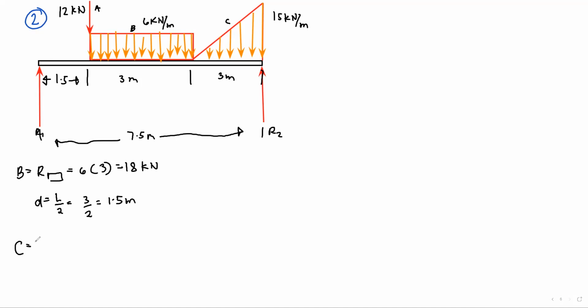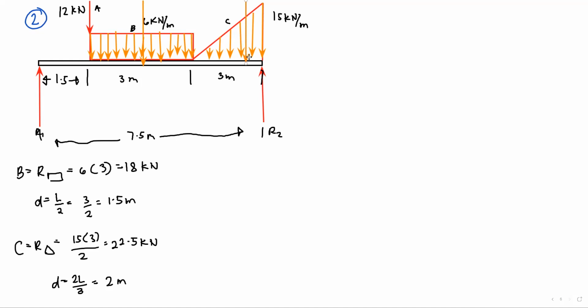And then next, C. 15 multiplied by 3 over 2 is equal to 22.5 kilonewton. Since it's the shortest side, guys, our D is equal to 2L over 3, which is equal to 2 meters. Now let's show it in the diagram. B is 1.5 meters, so it's in the middle, let's say around here. And then C is around here.